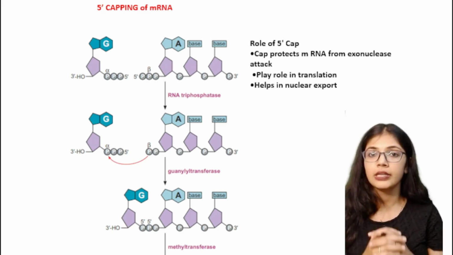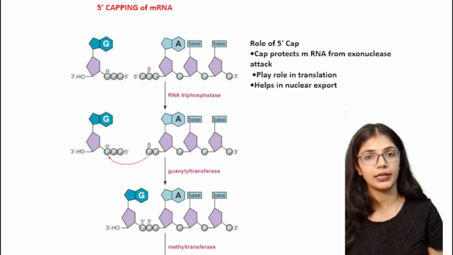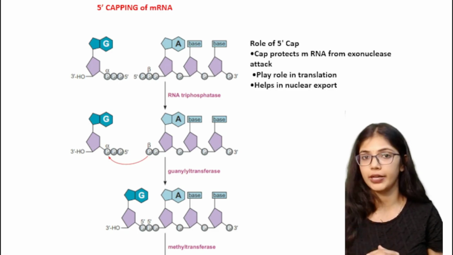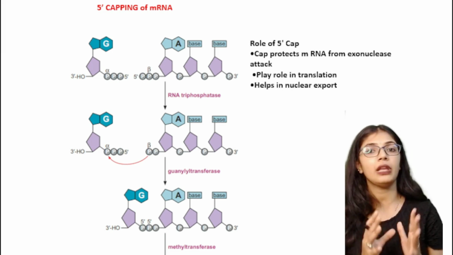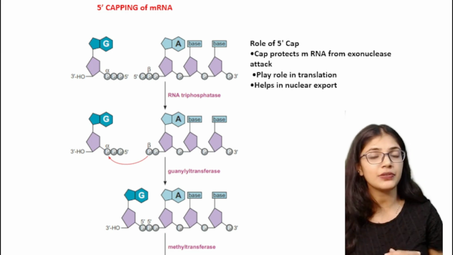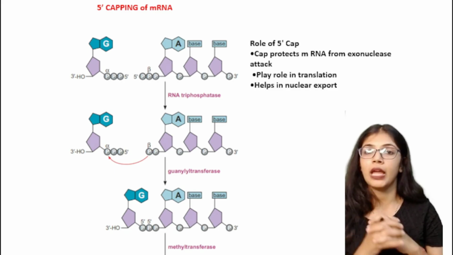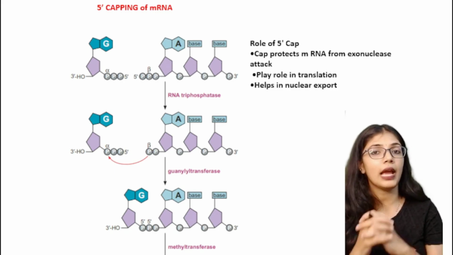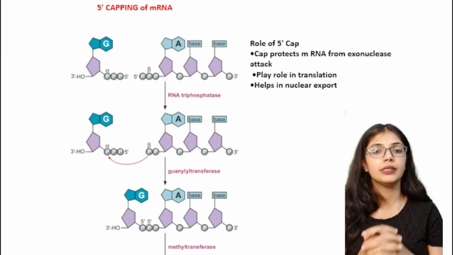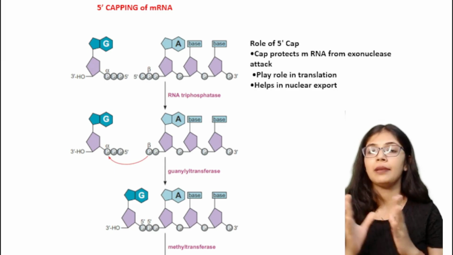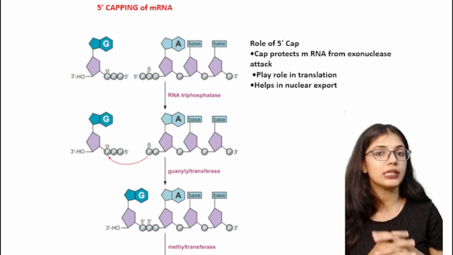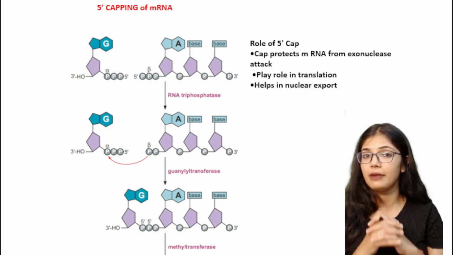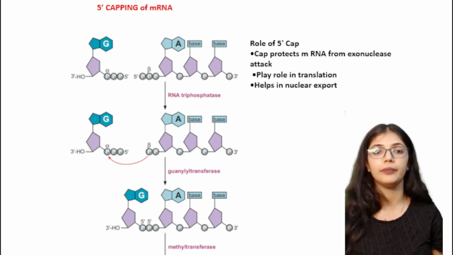For this, the mRNA requires some modification, like 5' capping and 3' polyadenylation, due to which it can be transferred into the cytoplasm. It will have a signal to transfer into the cytoplasm, as well as protection of the mRNA from degradation by exonucleases which are present in the cytoplasm. Then it will help in protein synthesis, that means translation. So let us see in this video how the 5' capping takes place in the mRNA.